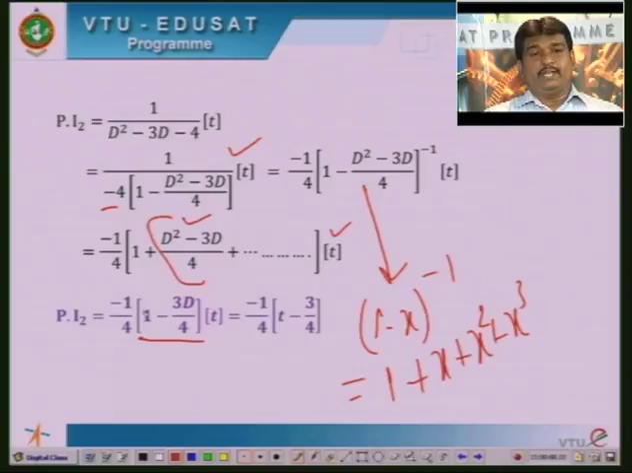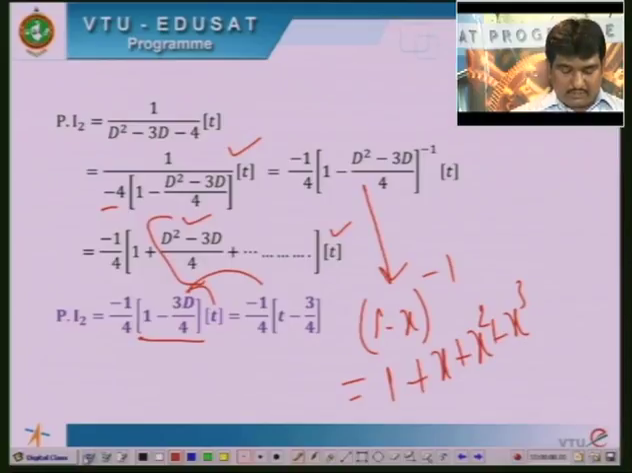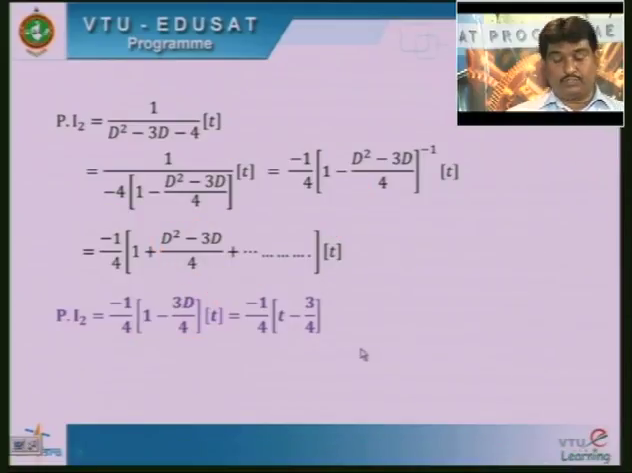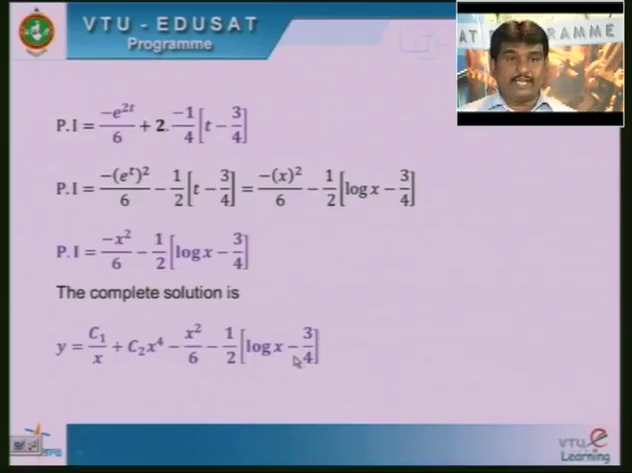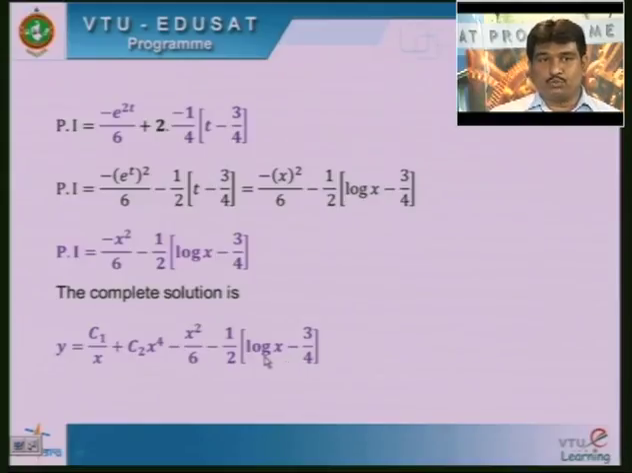Now you multiply t here: 1 into t is t, minus 3 by 4, derivative of t is 1, so it is minus 1 by 4 t minus 3 by 4. This is pi2. Substitute in the pi expression. Pi is pi1 plus 2 pi2, so it is e to the power of minus 2t by 6 plus 2 times pi2, which is minus 1 by 4 t minus 3 by 4.